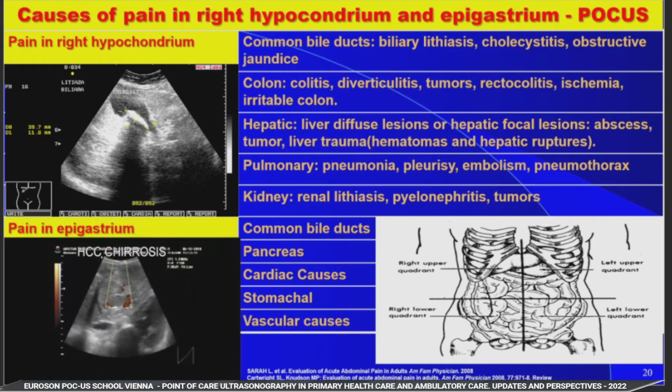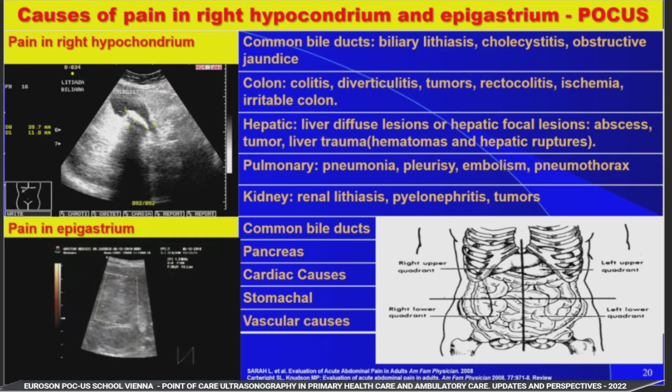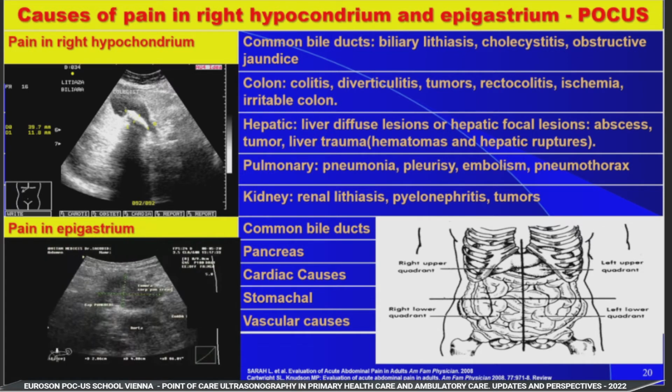Don't forget the pulmonary in these times: the pleurisy, the pneumonia, and the embolism, the pneumothorax. And also you can have the pathology of the kidney, like kidney stone, and like a pyelonephritis, like tumors. And if you have the pain in epigastrium, don't forget to look to the pancreas, to think about the cardiac causes, the stomach causes, the vascular causes, and so on.